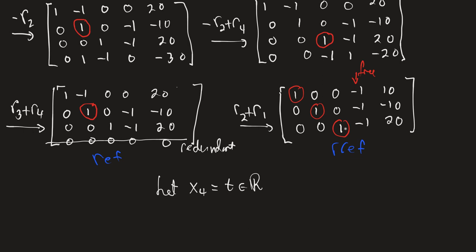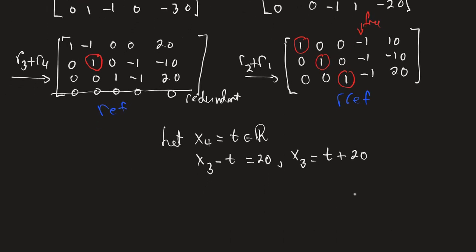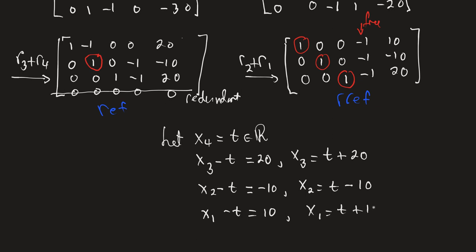The bottom equation is telling me that x3 minus t is equal to 20. So therefore x3 is t plus 20. And then x2 minus t is equal to negative 10. So therefore x2 is t minus 10. And then finally x1 minus t is equal to 10. So therefore x1 is t plus 10.